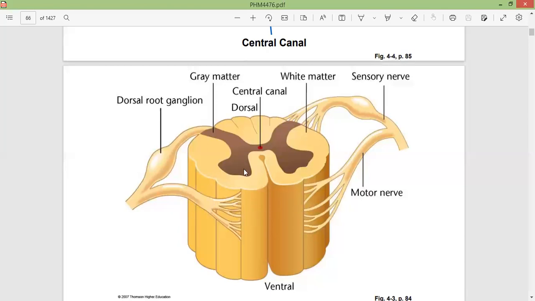Dorsal root ganglion, you can see. Now, this is the sensory nerve here. It has brought the information. The information is deciphered, and then the motor nerve takes the information to the muscle, telling it maybe do this, don't do this. Here you'll see the reflexes.